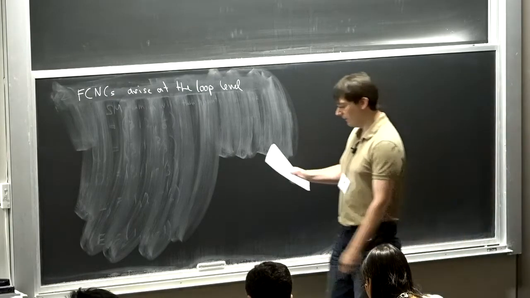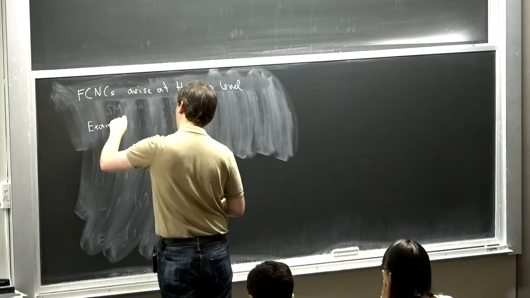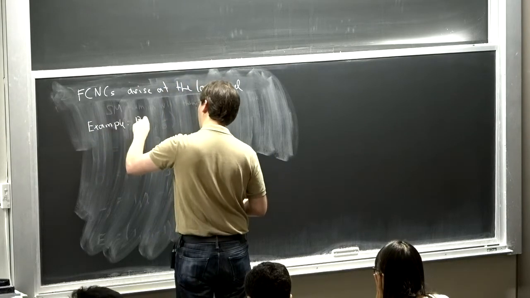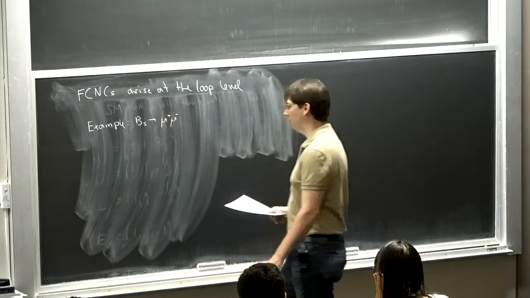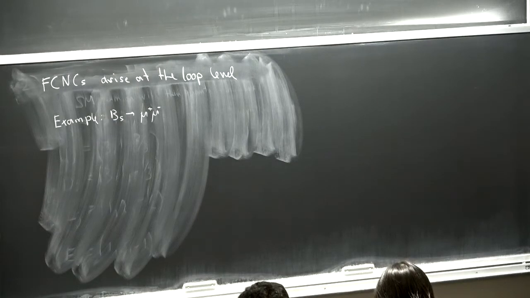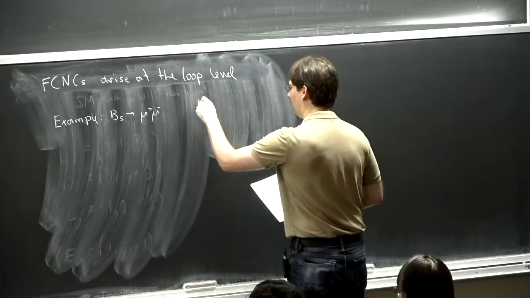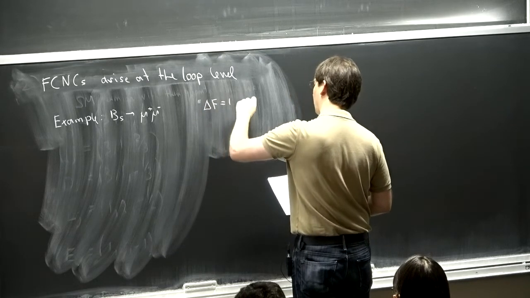And one example I want to give is the decay of a B sub S meson into a pair of muons. That's what's sometimes referred to as a delta F equals 1 process.